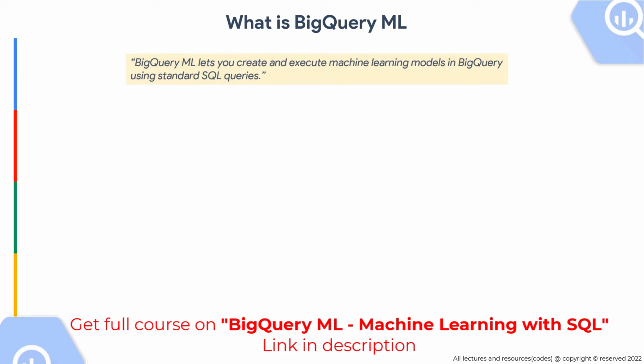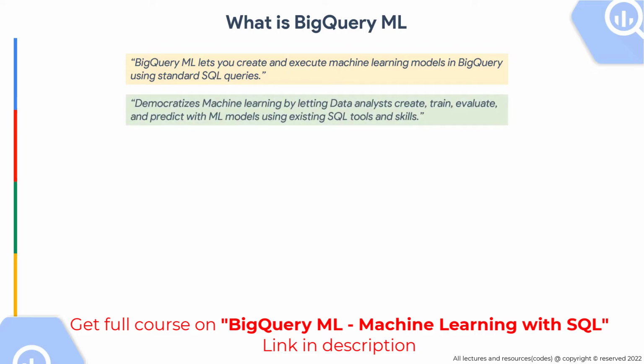BigQuery ML is an extended service of BigQuery that lets you create and execute machine learning models in BigQuery using standard SQL queries. The same ML models, which earlier required extensive programming expertise, it may be of Python or R, can now be created with simple SQL syntaxes. BigQuery ML basically democratizes machine learning by letting data analysts create, train, evaluate, and predict with machine learning models using existing SQL tools and skills.